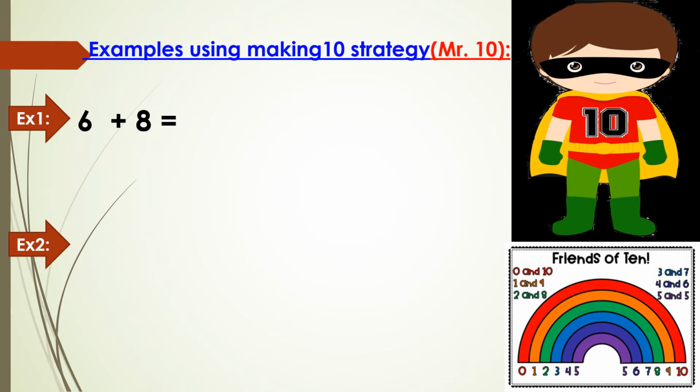The first example, 6 plus 8. First, look at 6. Now 6 is very weak. 6 needs to be strong like our superhero Mr. 10. So, 6 needs what to be 10? 6 needs what to be superhero? Yeah, it needs 4 because 6 plus 4 equals 10.